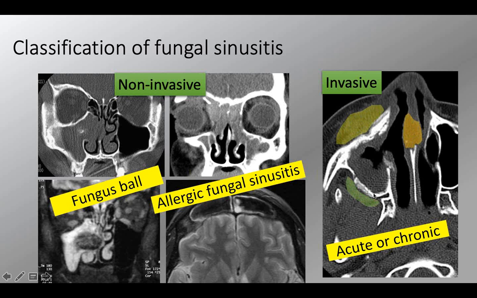And even if you have a sclerotic thick bone, the fungus goes through the wall, through the arteries, and then goes on behind the sinuses. So always look outside, on soft tissue algorithm.